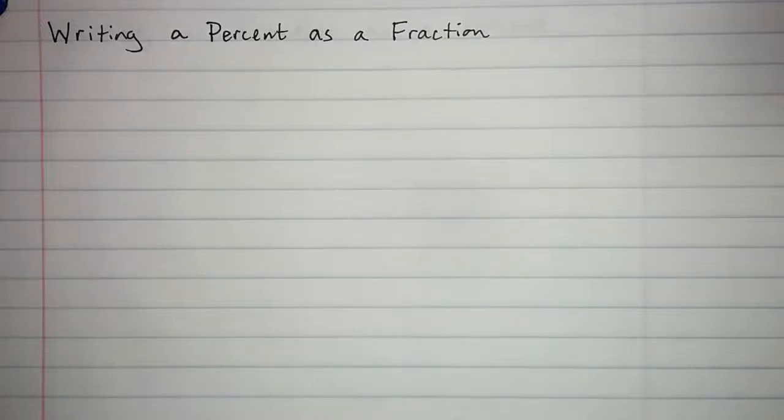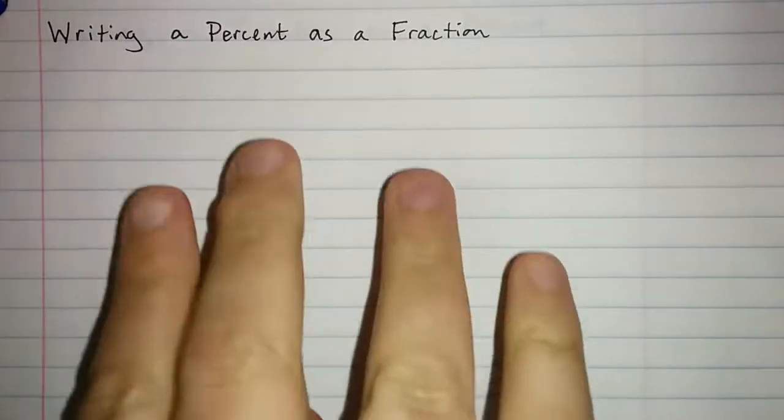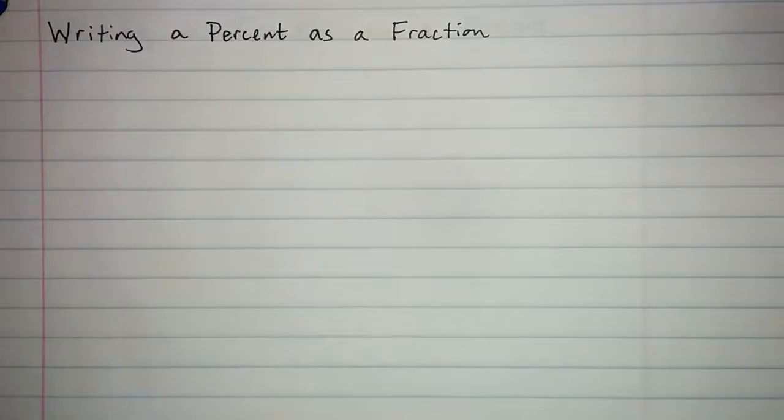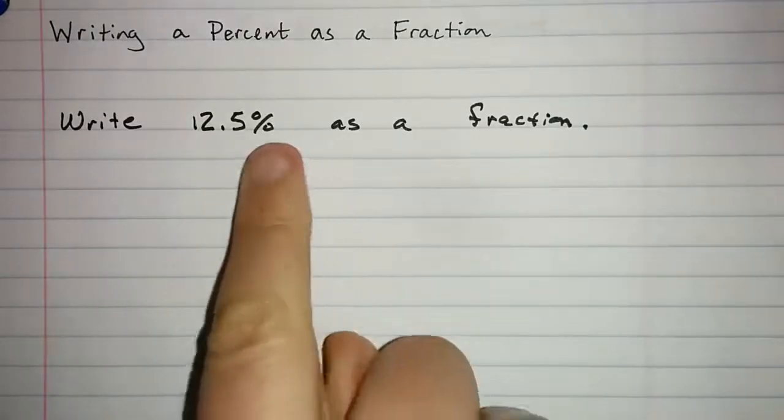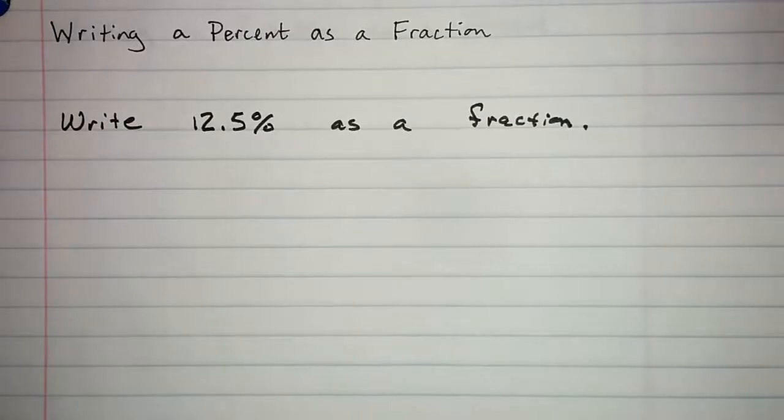So even though a percent represents a ratio, sometimes we're going to want to write it as just a single number, whether a fraction or a decimal or a mixed number. And when we're asked to do that, the process is actually really straightforward. So let's suppose we're asked to write a percent as a fraction. Say we want to write 12.5% as a fraction. Well, percent, right, that means out of 100.